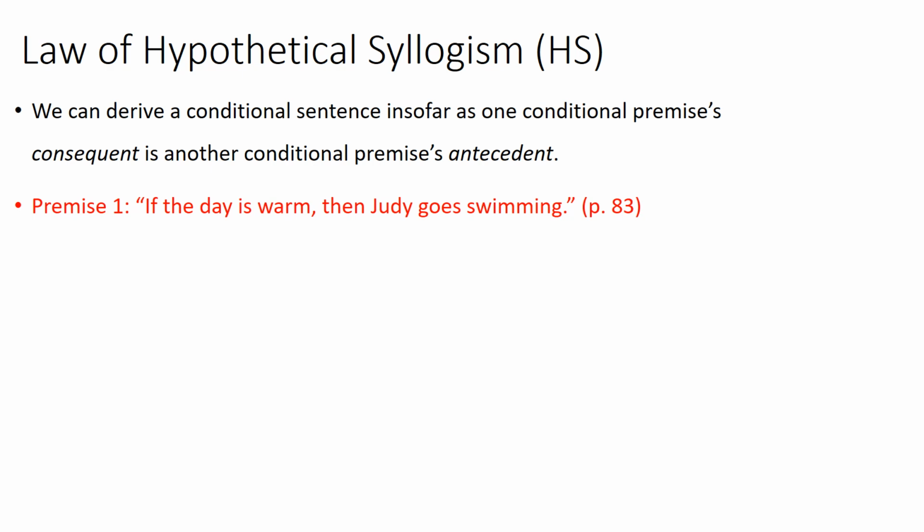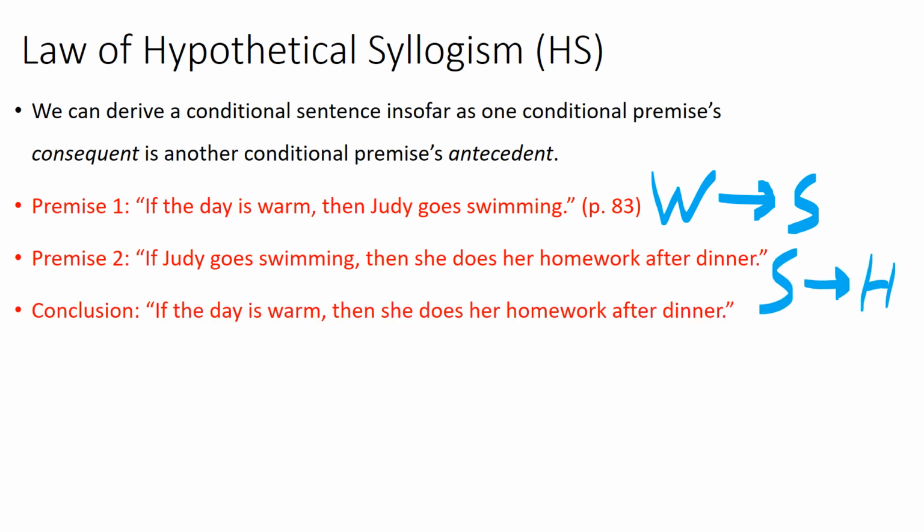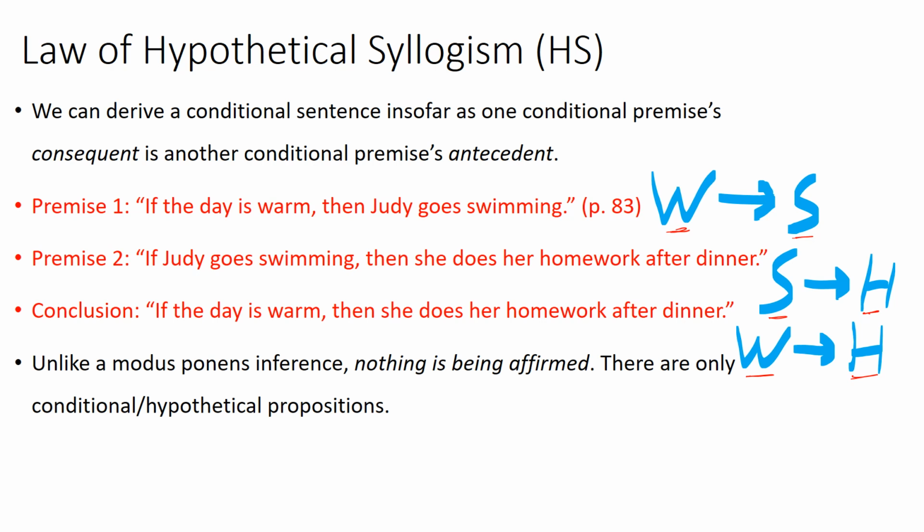If the day is warm, then Judy goes swimming. W implies S. Second premise, if Judy goes swimming, then she does her homework after dinner. S implies H. Conclusion, therefore, if the day is warm, then she does her homework after dinner. W implies H. And there's a chain reaction. If W, then S, but if S, then H, so if W, then H.